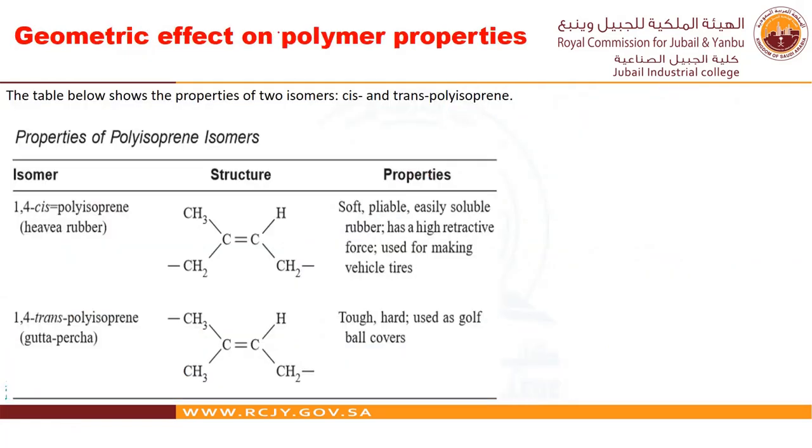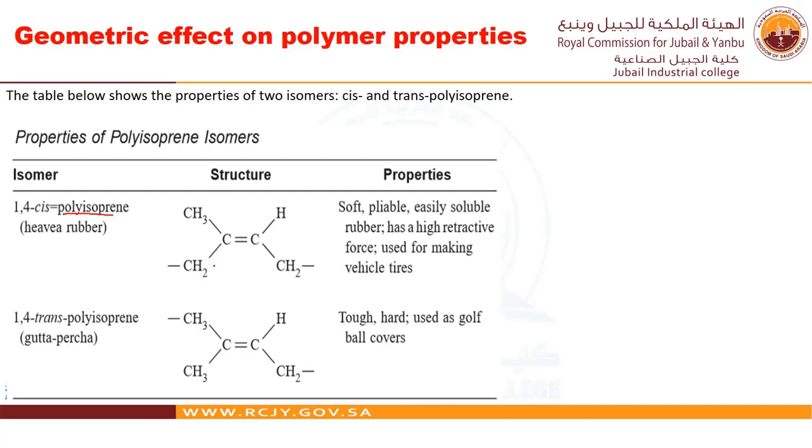Now, we'll talk about another factor that affects polymer properties, called the geometrical properties of polymers. I may need to be very fast because of time. The geometrical effect is when you have a polymer, for example, polyisoprene.